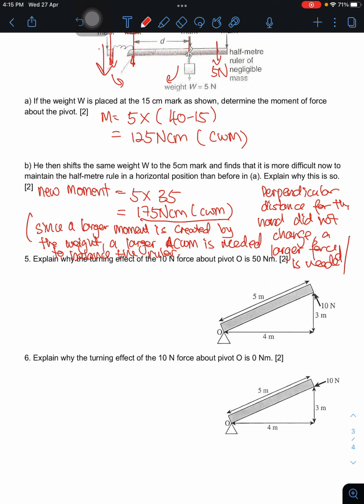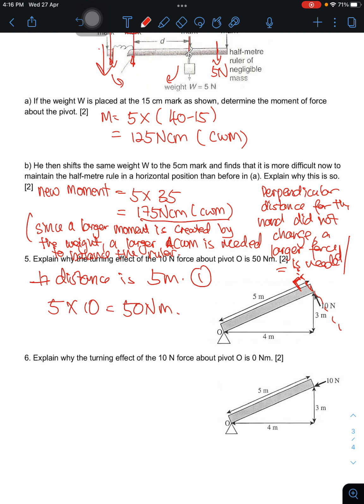Question 5, explain why the turning effect of the 10 Newton force about pivot O is 50 Newton meter. So this is a 2 marks question. We need to tell them why 50. So how do you even get 50? We need to tell them that the perpendicular distance is 5 meters. You extend the line of action. This is the perpendicular distance, right? So this is 1 mark. For the second mark, you show them 5 times 10 equals 50 Newton meter. Because nowhere in the diagram does it show you that the moment is 50 Newton meter, you need to show them how 50 is gotten. It's the product of 5 and 10.